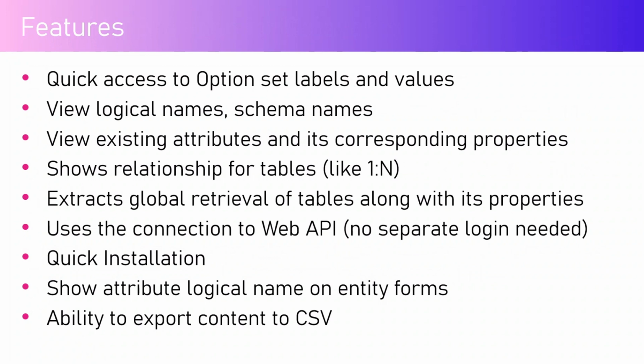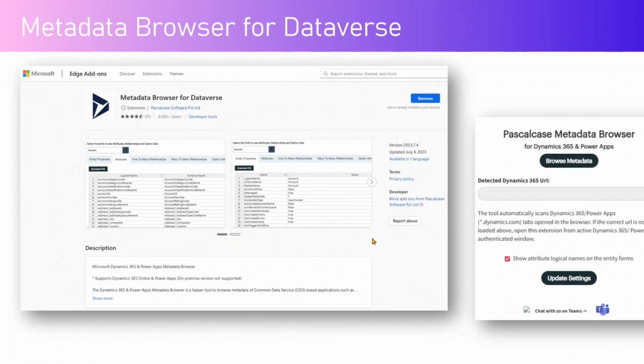It's a quick installation process to install this Edge extension. It will also show you the logical name on the entity form. And you can even export the content to a comma separated value file. Now, this is how the Edge add-on looks like. It's one of the extensions for Microsoft Edge, Metadata Browser for Dataverse, and it will allow you to view the entity properties, attributes, relationships, option sets, and many more.